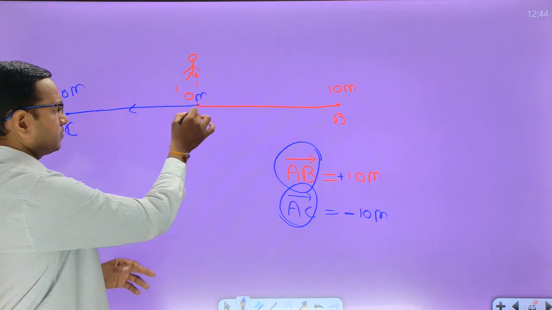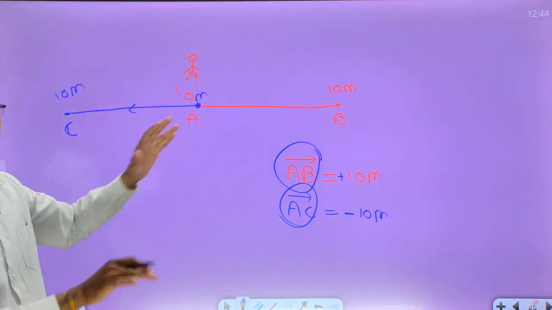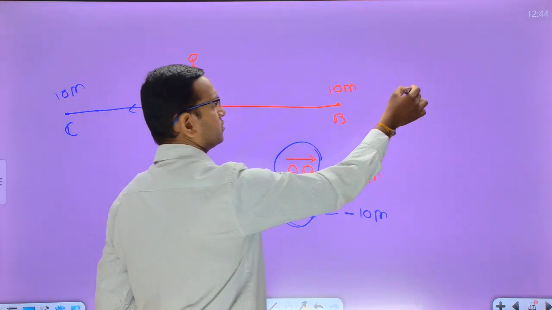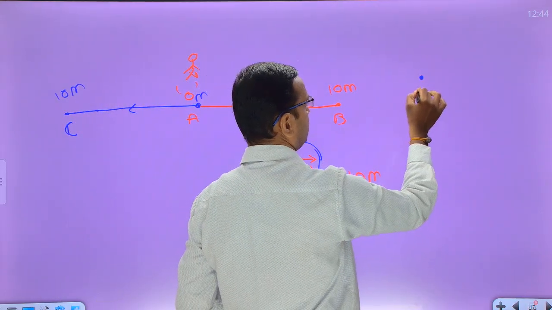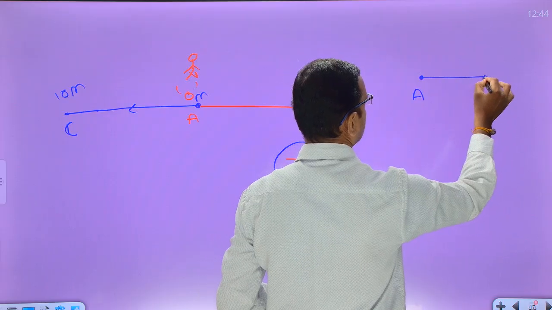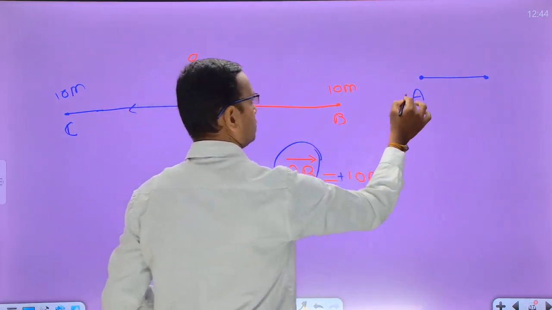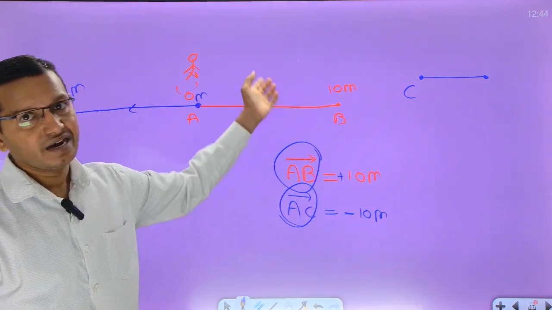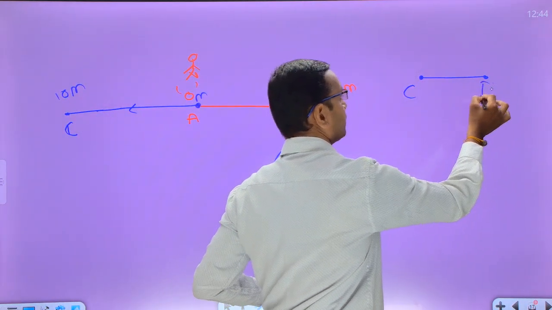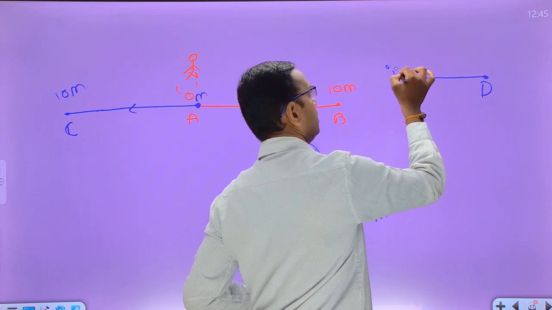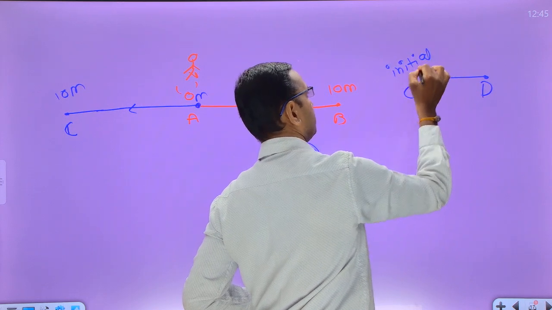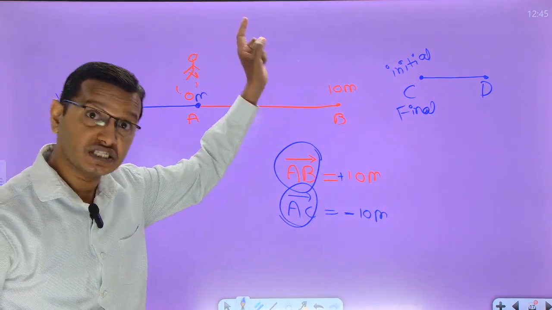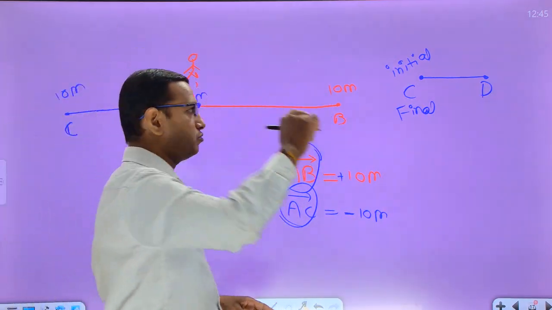Now, for example, the object is staying at A, it is not moving. Then it is taken as a null vector. Or, for example, the object is starting from C, it is moving to a certain point D, and again it is coming back to C. So the initial and final points are C itself. This is the initial point as well as the final point. So if the initial and final points are the same, then displacement will be 0.